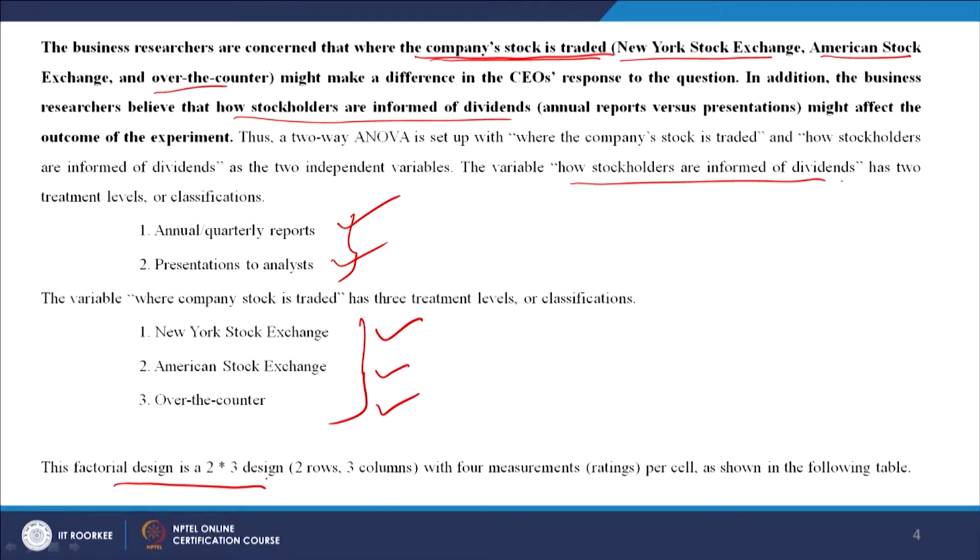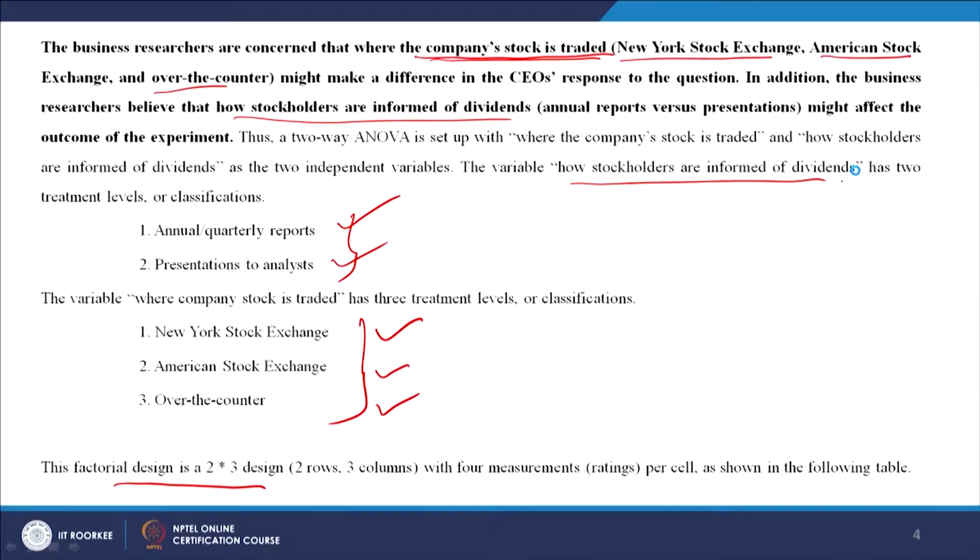Why are we saying it is a factorial design? Because a factorial design can take any number of factors and levels, unbalanced also, no issues, and it allows for an interaction study, with 4 measurements per cell. Because there are 24 CEOs and 6 total cells, each cell will have 4.